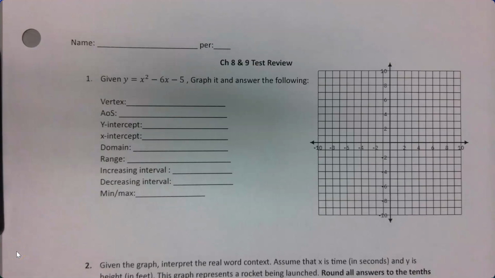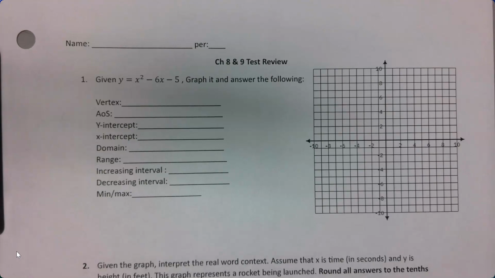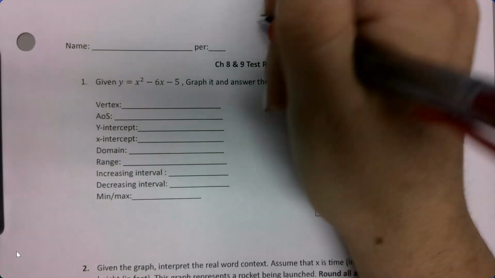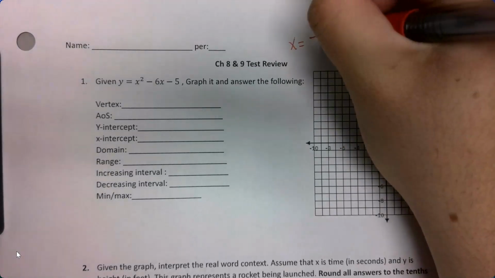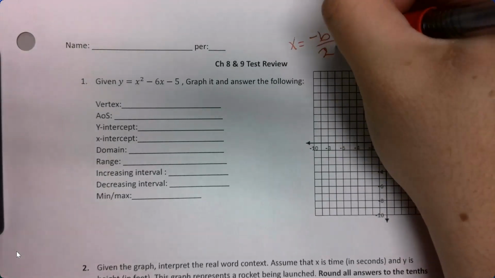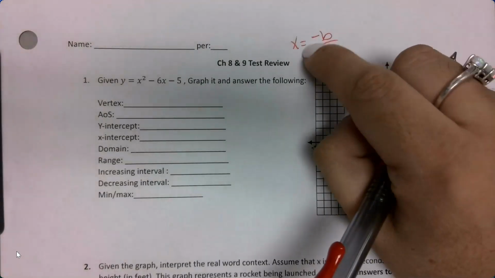Okay, in this video I'm going to be going over the Chapter 8 and 9 test review. The first one gives me an equation in standard form and it wants me to graph it and answer the following. I want to remember that when I'm given an equation in standard form, I need to remember my formula for my axis of symmetry, which is x equals negative b over 2a. Remember that the formula has a negative in it.